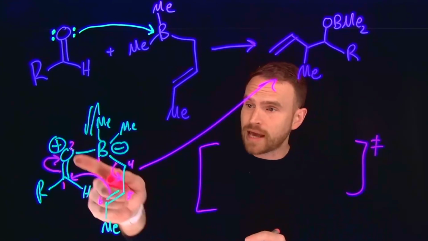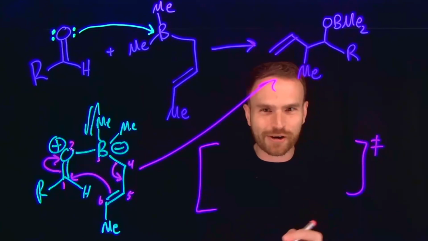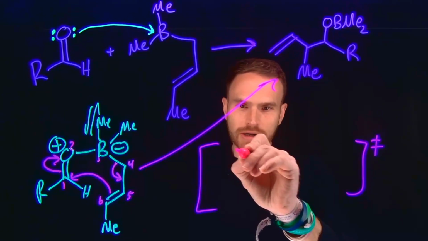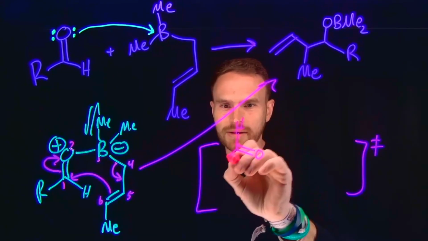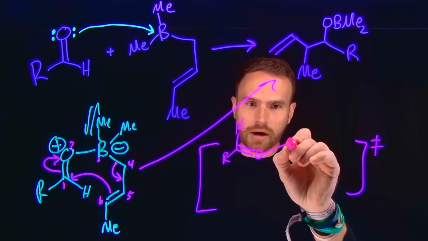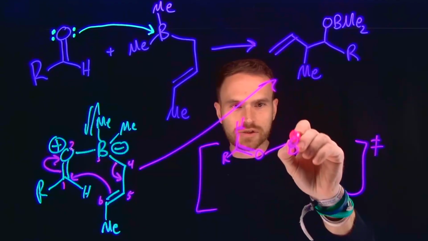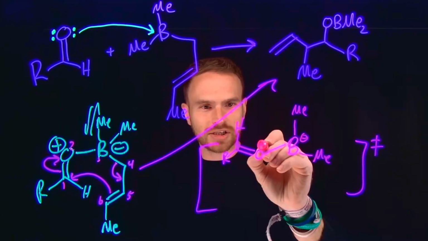So remember, if we have 6 members, then you've probably learned in organic chemistry about chair conformations. So if we start by drawing that carbonyl oxygen at this position, and then we have our aldehyde here, remember this is going to be connected to a boron at this position. It has those 2 methyl groups coming off of it.